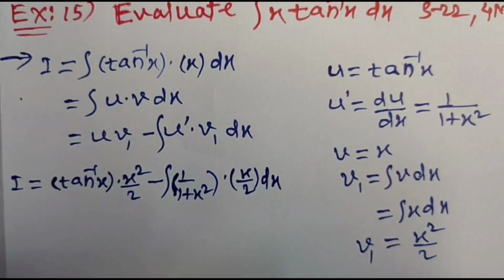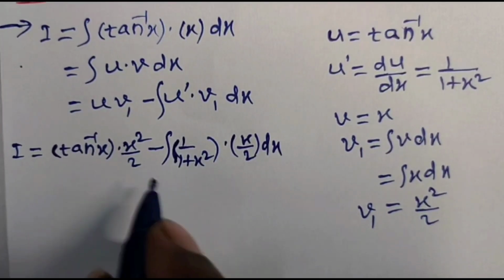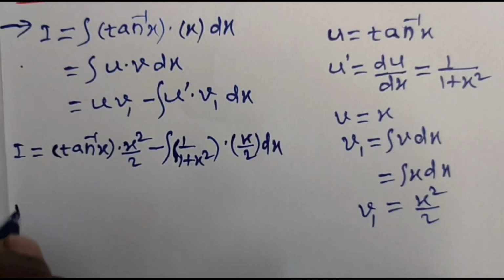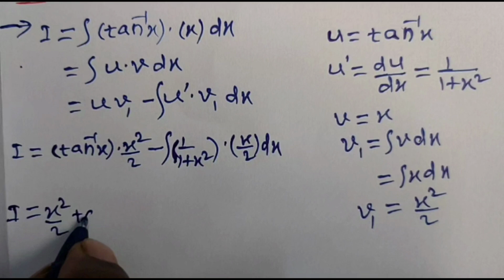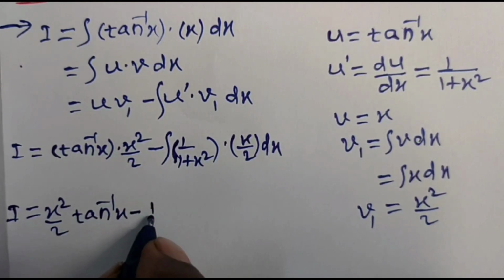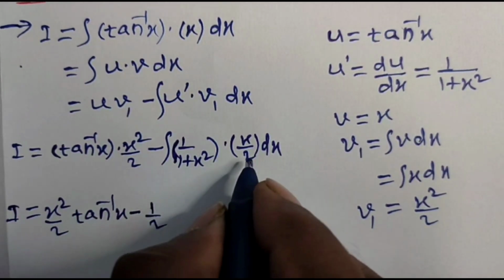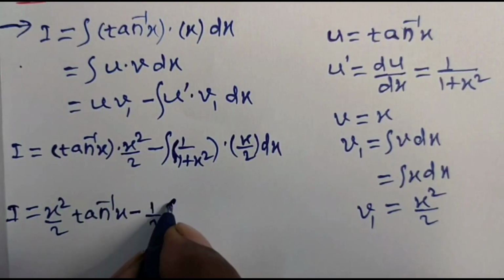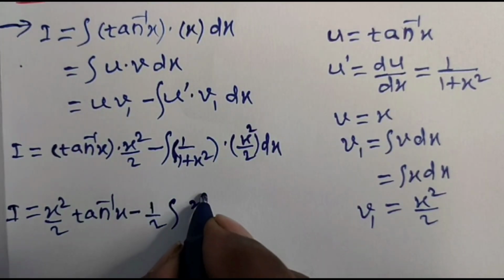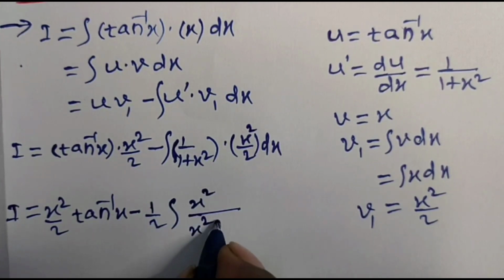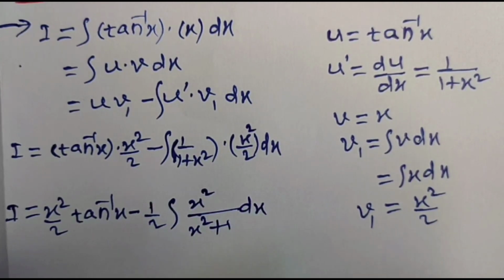Now simplify and evaluate this integral. I is equal to x square upon 2 tan inverse x minus 1 upon 2. This 1 upon 2 take outside the integral sign. Integral of this is x square upon 2, x square upon x square plus 1 integral with respect to x. Denominator is x square plus 1, numerator is x square. Degree of numerator and degree of denominator is same.